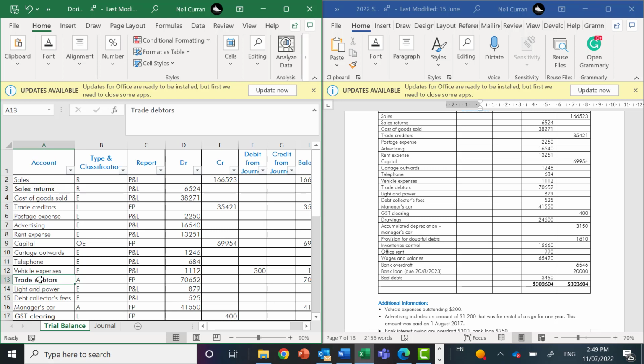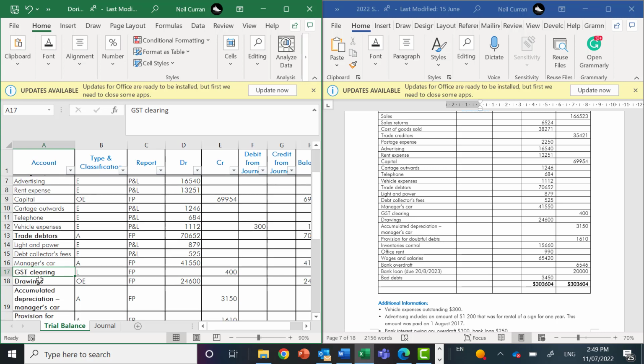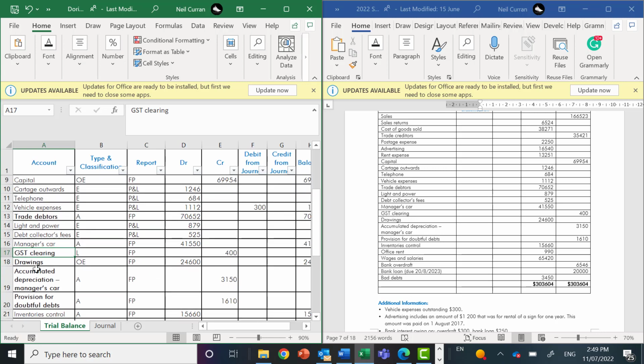Your trade debtors is another name for accounts receivable. GST clearing is always a liability account. Drawings is owner's equity and it will always have a debit nature. Accumulated depreciation is an asset. Accumulated depreciation is the total amount of assets that are declining in value.